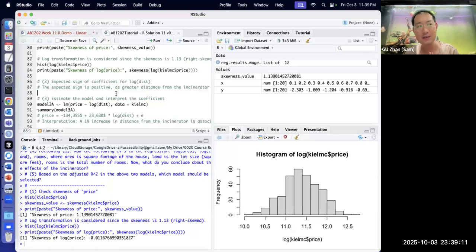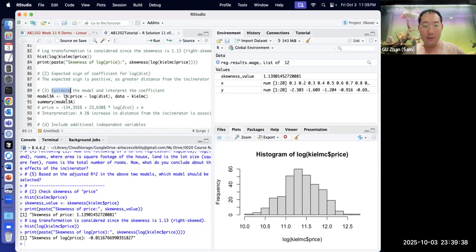The longer the distance, the house that I'm more interested in. So the housing price is likely to be more expensive than those houses which are near to the incinerator. Okay, so the larger the distance, the higher the price. So they are moving in the same direction, so they should be positively correlated and with the same sign.